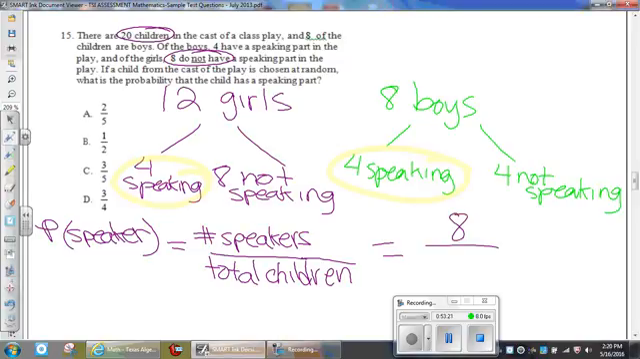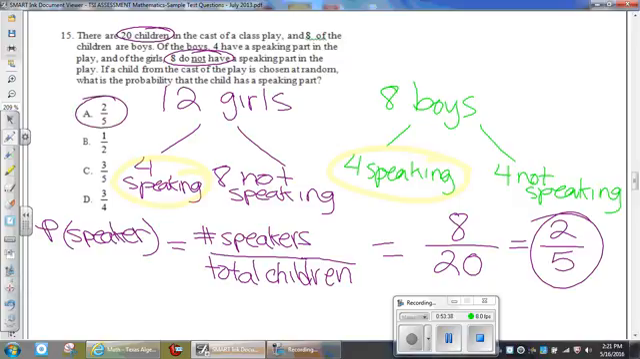And what is the total number of kids, considering both girls and boys? 20. And then we reduce both numbers by dividing by 4. 8 divided by 4 is 2. 20 divided by 4 is 5. So that's the probability, 2 over 5. And that is the end of the problem.